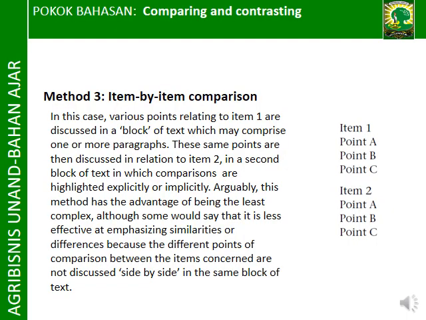Thirdly, is an item-by-item comparison. In this case, various points relating to item 1 are discussed in a block of text, which may comprise one or more paragraphs. These same points are then discussed in relation to item 2 in a second block of text, in which comparisons are highlighted explicitly or implicitly. Arguably, this method has the advantage of being the least complex, although some would say it is less effective at emphasizing similarities or differences, because the different points of comparison are not discussed side by side in the same block of text.